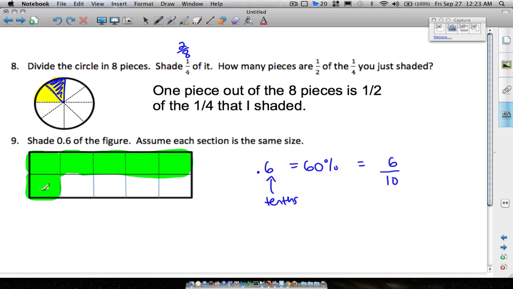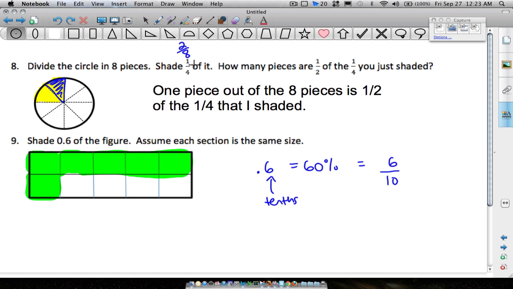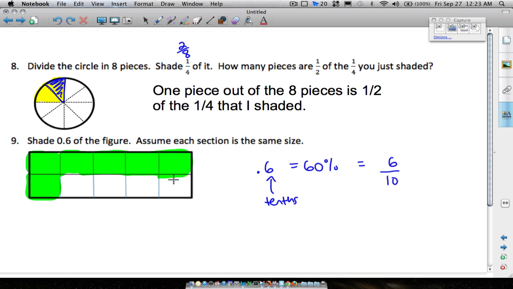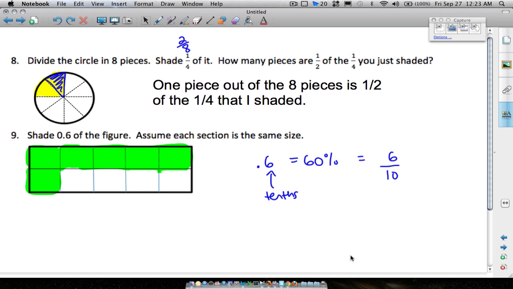And there is the 6/10. Now, obviously, if I were a little bit neater, we wouldn't have that shaded. But 1, 2, 3, 4, 5, 6 out of 10, 6/10. All right, that's 6/10 of the figure. 0.6, 60%. They all mean the same thing.